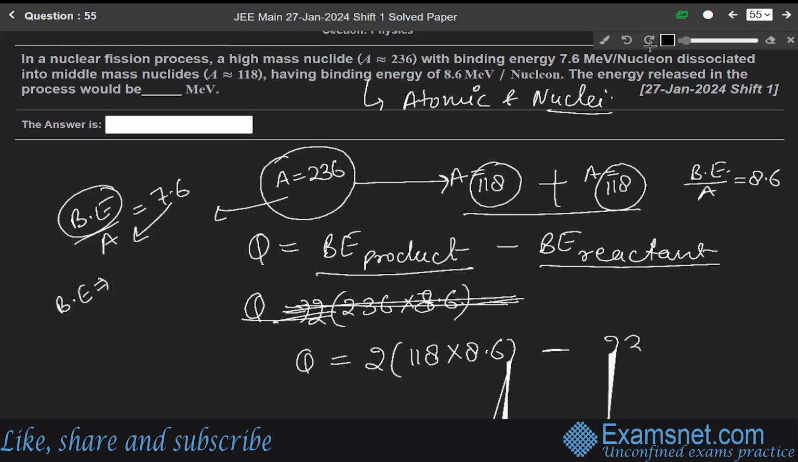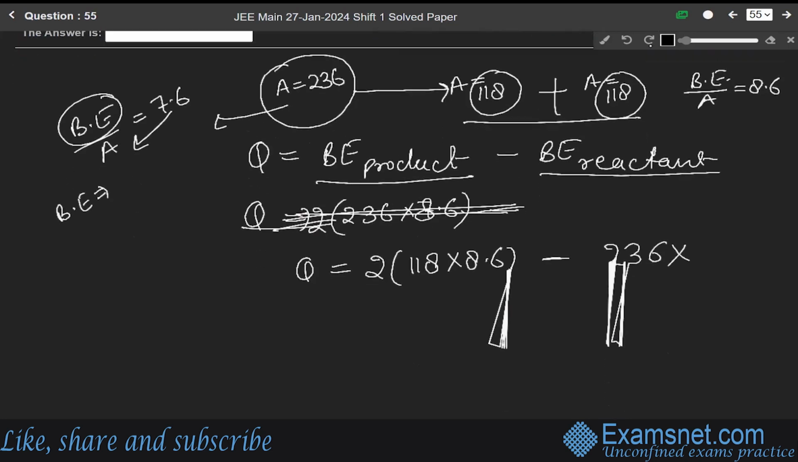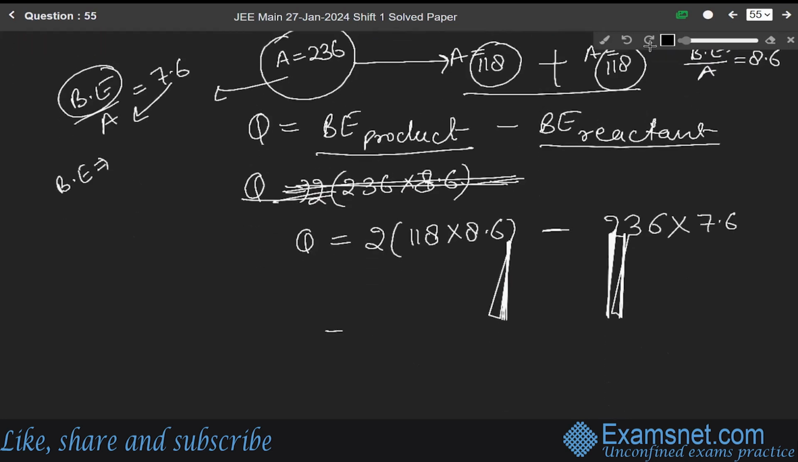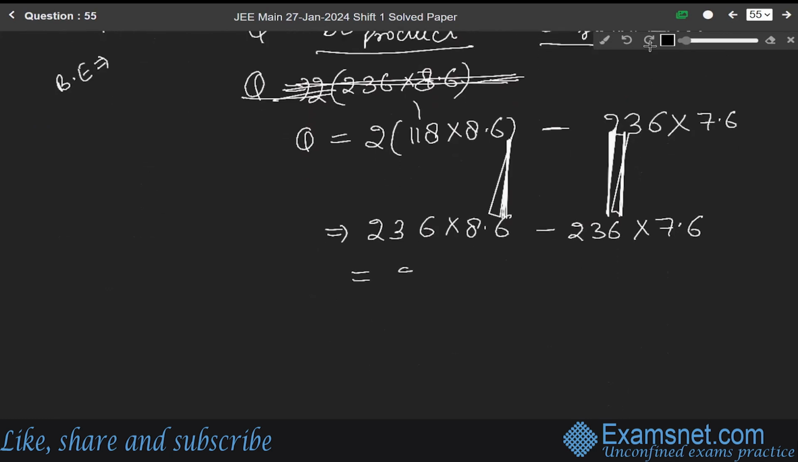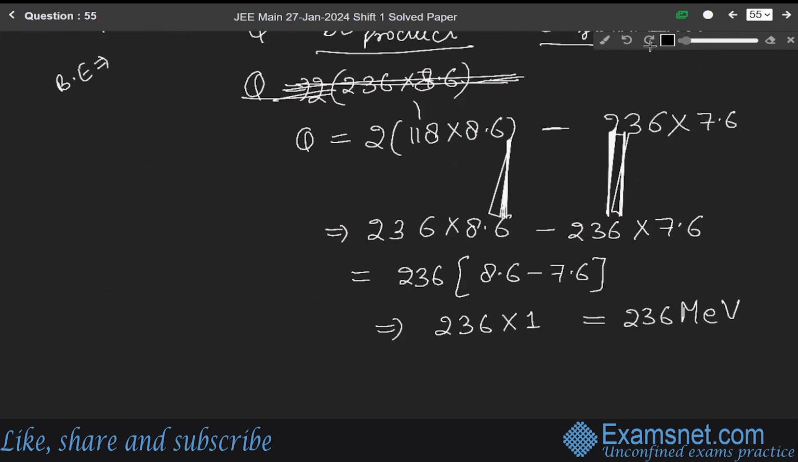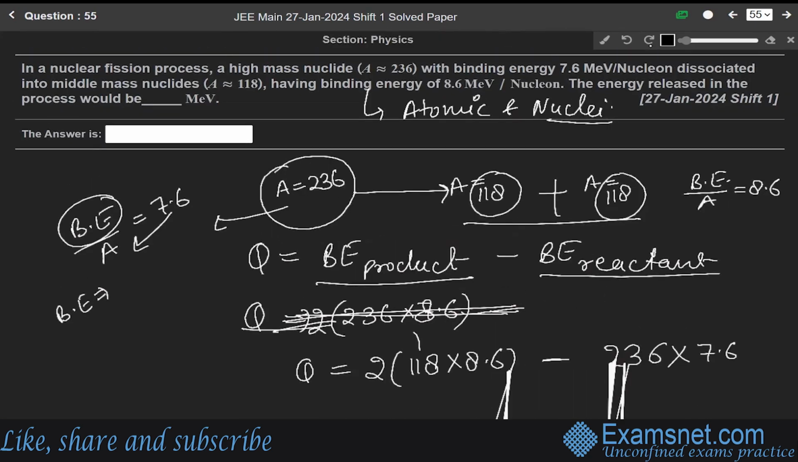Reactant will be 236 into 7.6. So it will be equal to 236 into 8.6 minus 236 into 7.6. Taking this 236 common, we get 236 into (8.6 minus 7.6). So it will be equal to 236 into 1. It will be equal to 236 mega electron volt. Okay. So our answer is 236 mega electron volt.